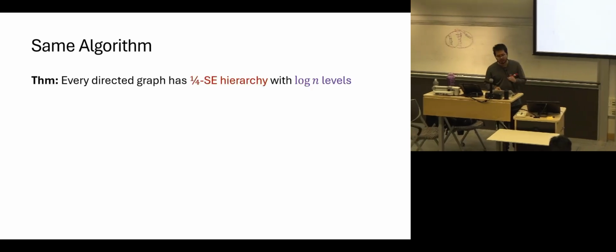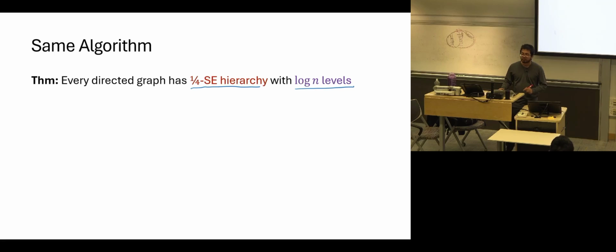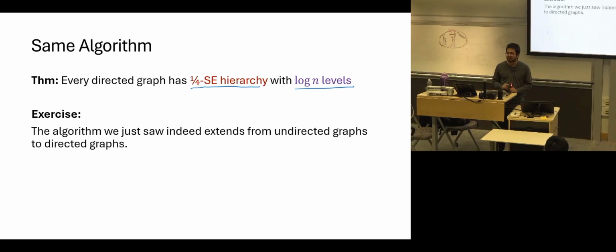So yeah, try to convince yourself that you can get a 1/4 SE hierarchy with depth log n in the directed graph. This is the same algorithm, so just try to recall this, but yeah.